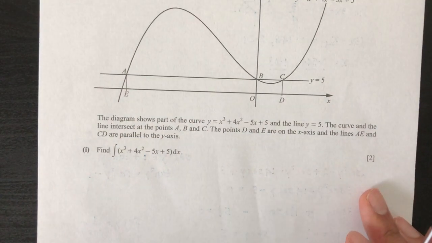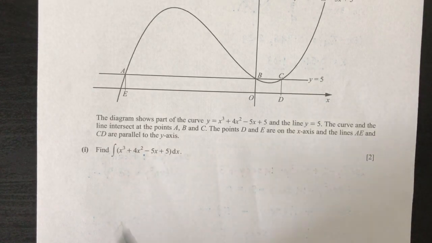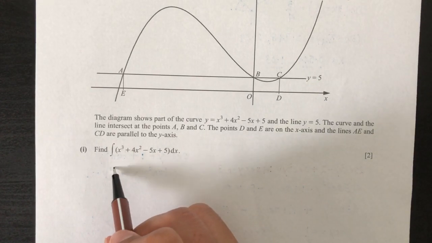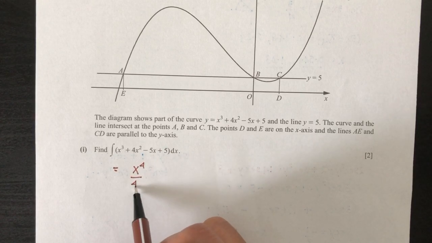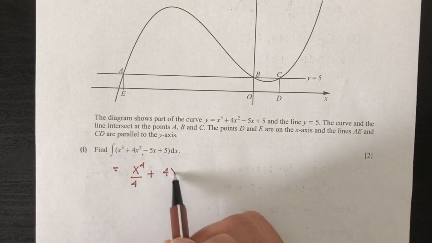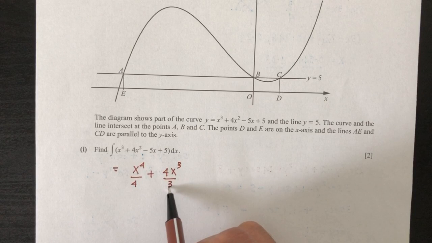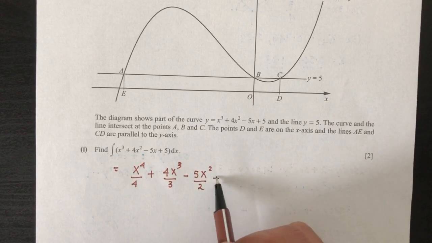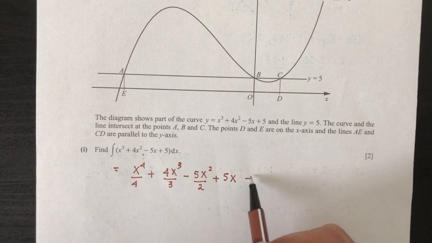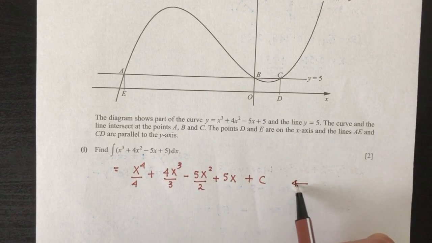Okay, the first question is to find this integration. So pretty easy. How do you integrate this? That is equal to x power 4 over 4 plus 4x power 3 over 3 minus 5x power 2 over 2 plus 5x plus c. That is your answer for part 1.